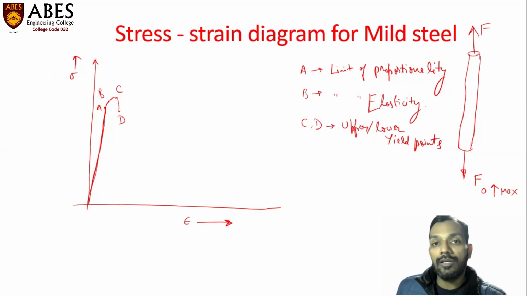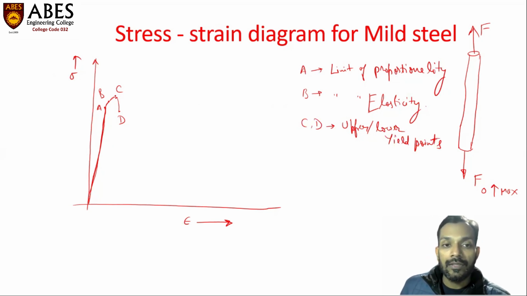Therefore, it is very important, especially for forging or permanent deformations. So these points are the upper and lower yield points. After point D, we observe a zigzag type of behavior in this stress strain diagram. A slightly zigzag type of behavior will be observed, and then the material regains its shape.